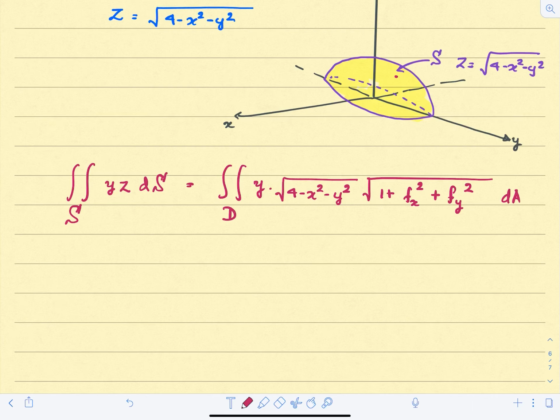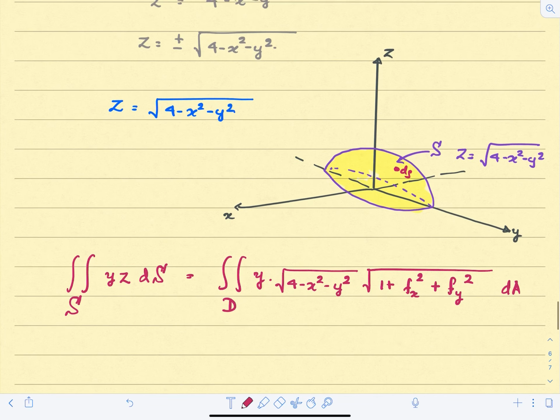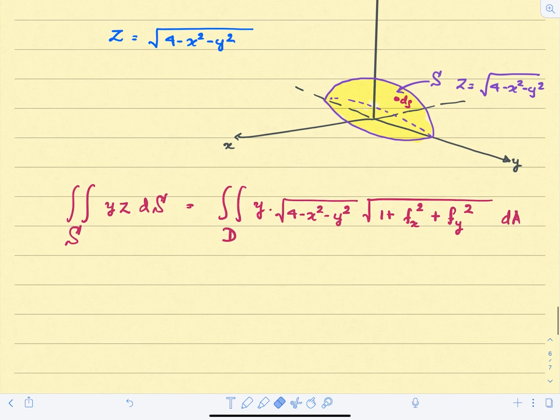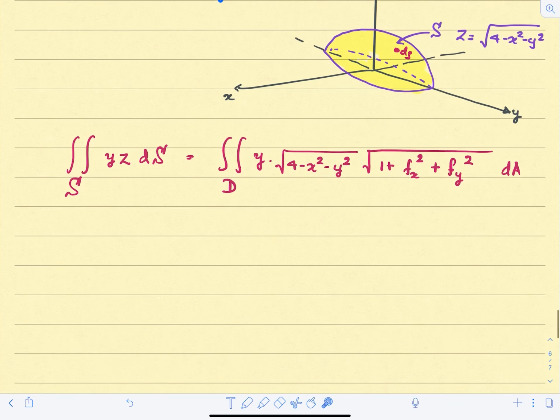Now, okay, so on the surface we have dS. On the domain D we have this dA. Okay, now, as you can see, to represent a surface, I always use big S. Now, in line integrals, I use little s. Okay. So the next step is to calculate these two quantities, f sub x and f sub y. So let's do that.